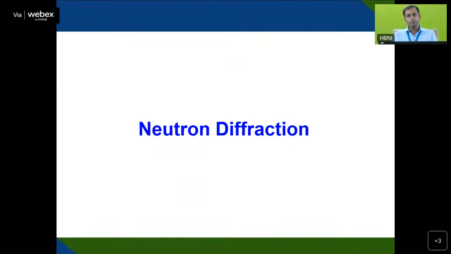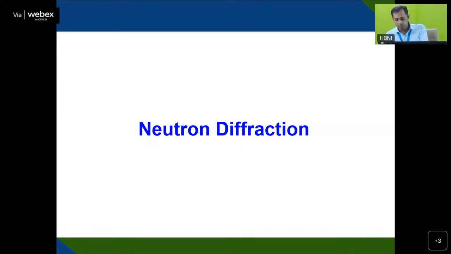So far I have discussed all X-ray based techniques, like X-ray diffraction, single crystal XRD, powder XRD, as well as thin film XRD, then X-ray absorption spectroscopy, where I discussed EXAFS and XANES, and then I discussed a little bit about X-ray fluorescence, which is used for elemental analysis. Like X-rays, we can also use neutrons for diffraction analysis.